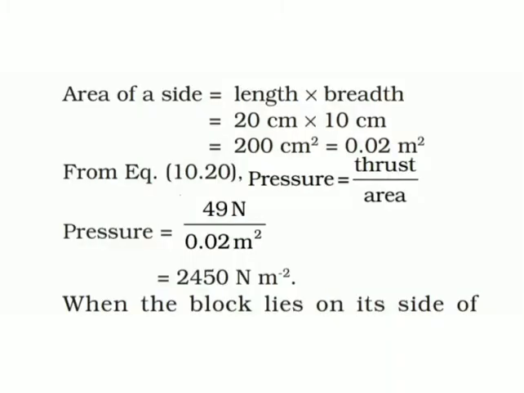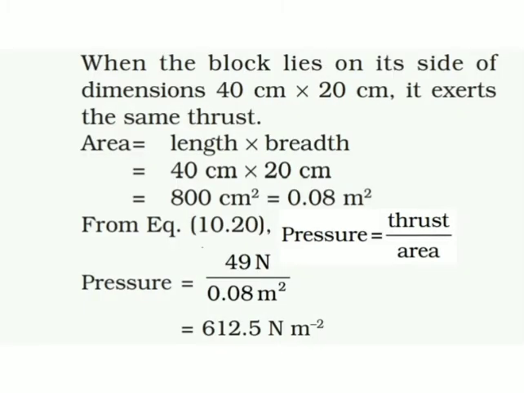Area of a side equal to length into breadth equal to 20 into 10 cm equal to 200 cm square. We have to convert it into meter square. Divide by 100. Then we will get area equal to 0.02 meter square. Then pressure equal to thrust by area equal to 49 Newton divided by 0.02 meter square equal to 2450 Newton per meter square.